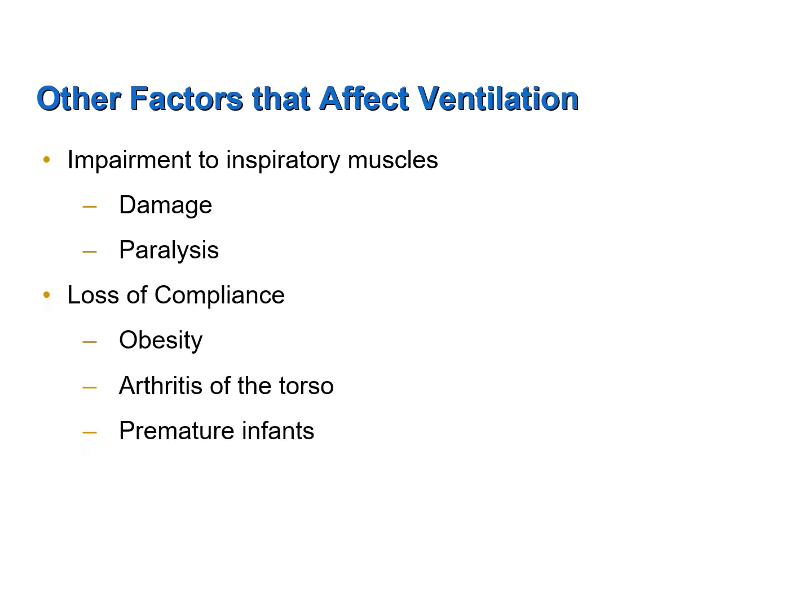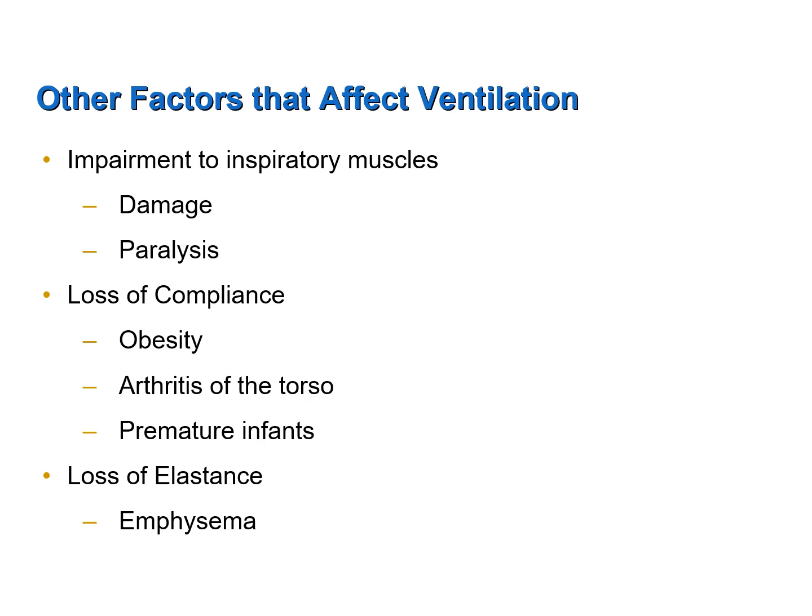A loss of compliance, or the ability of the lungs to distend and increase in volume during inspiration, can also reduce ventilation. Severe obesity reduces the ability of the chest to expand due to the fat that surrounds the thoracic cavity. Arthritis of the thoracic spine and the ribs can also reduce chest compliance. And in premature infants, they may lack the surfactant that's normally produced by the respiratory membrane, which reduces the compliance of the respiratory membrane, literally reduces the ability of the alveoli to expand.